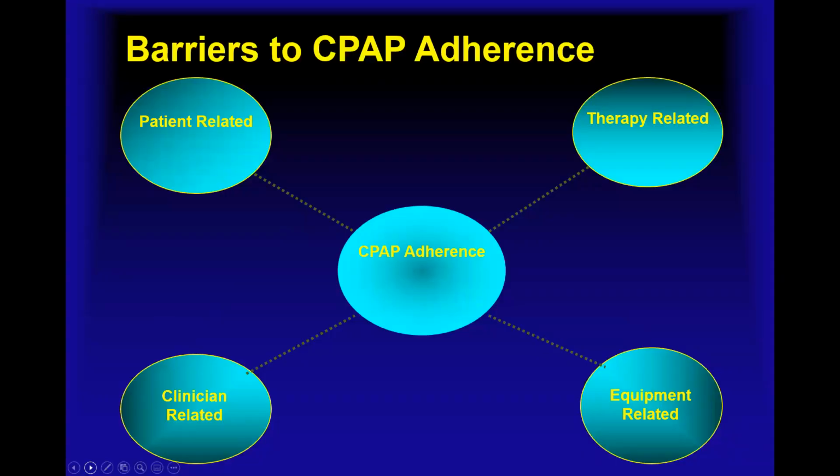So at the center here, the desired goal is enhanced CPAP adherence. And then you have these contributing factors: patient-related, therapy-related, equipment-related, and clinician-related. By the way, they're not entirely mutually exclusive. You can have a patient-related and a clinician-related issue, a contributory issue where both need to work on it. But let's take a look at these individually.